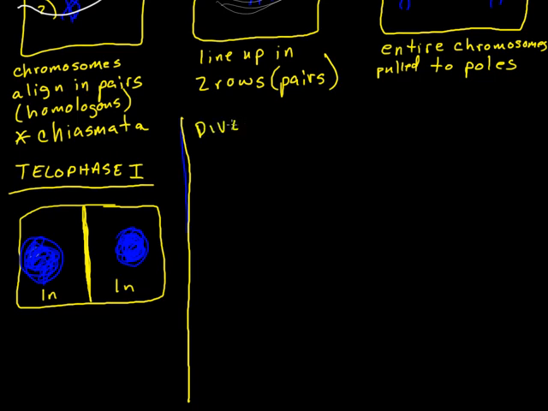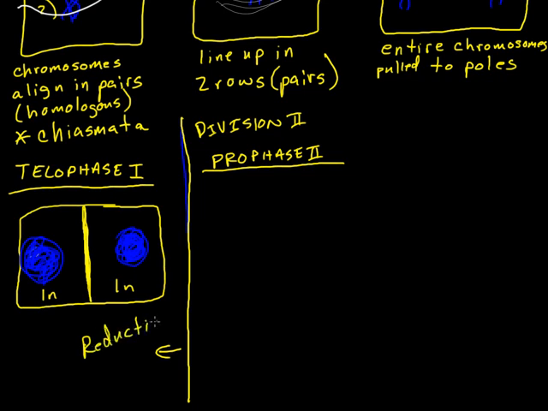Beyond this is going to be division 2, and that starts with, as you might guess, prophase 2. Okay, so reduction division is completed at this point. All of division 2 basically follows along the same lines, but the only difference is the number of chromosomes have already been cut in half, and we're following 2 cells now instead of just 1.